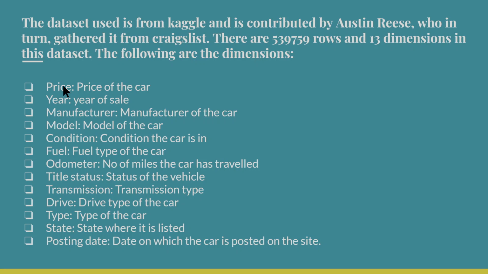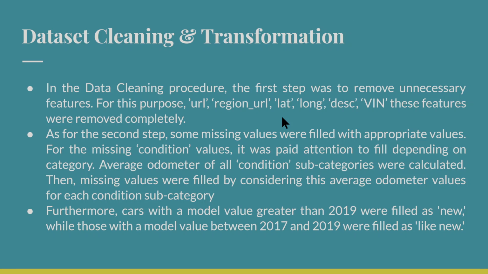So we had to remove a lot of unnecessary columns, things like the Craigslist URL, the region URL, the latitude, the longitude, the description, the vehicle identification number. These aren't really important for finding the price of a used car, so we just had to take them out because they don't fit our goal.